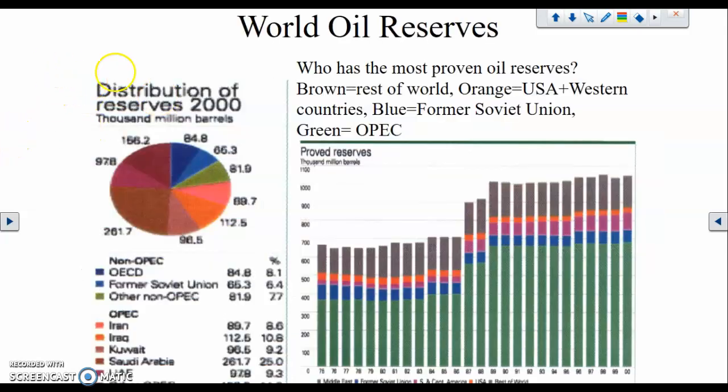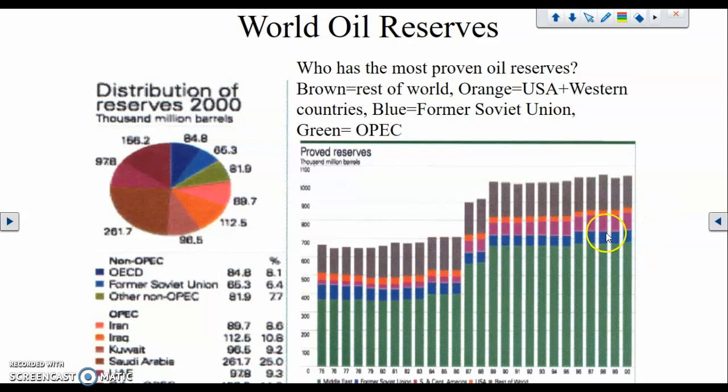So most of the world's oil reserves are in the Middle East, shown in green here. If you look at this image, green is the Middle East. Blue is Russia and other old Soviet republics. That is Central and South America. This is us, the orange is us, and then obviously the rest of the world is shown here.